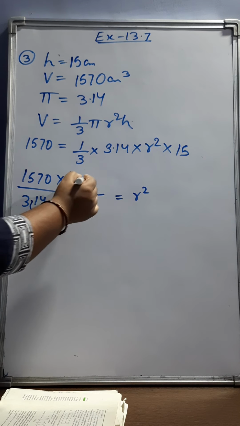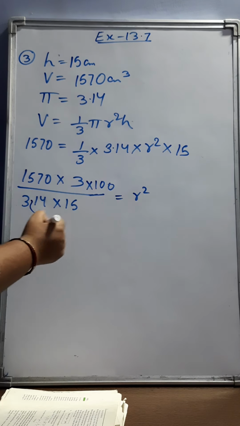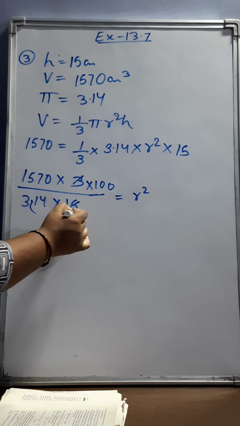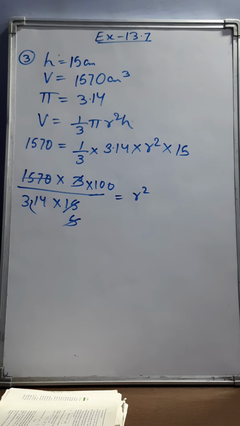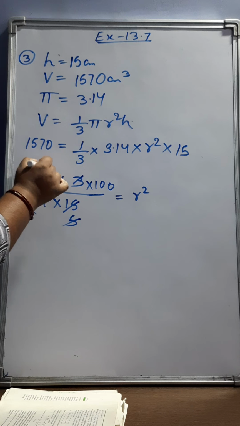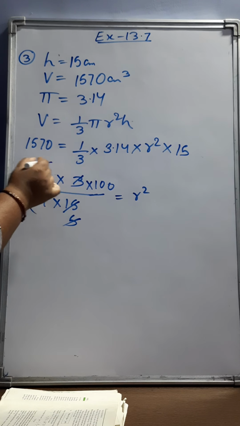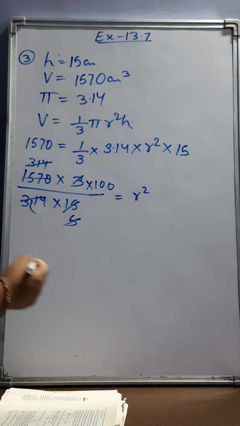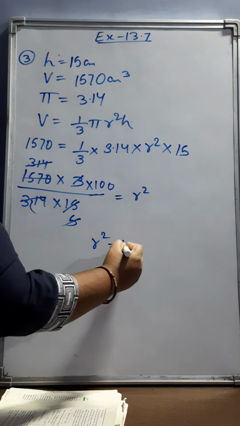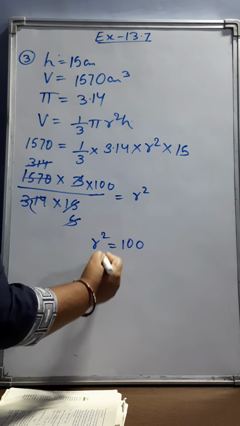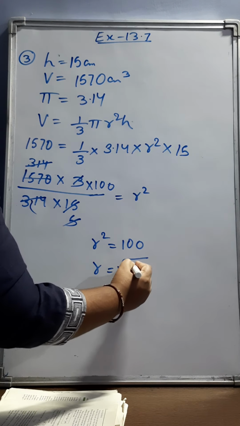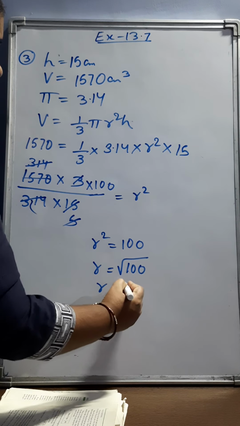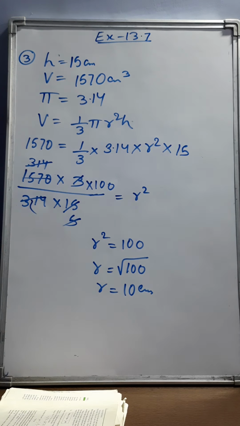When I remove this decimal, I will put here 100. Let us calculate it. We will get here 5. When you cancel with 5, you will get here 314. This 314 and this 314 will get cancelled. So we got r square is equal to 100. So let us remove this square. We will have under root 100, which will come as 10 centimeter.